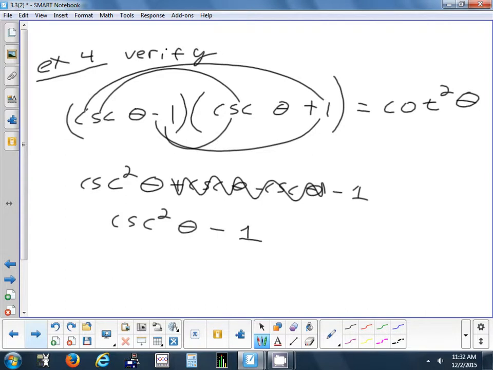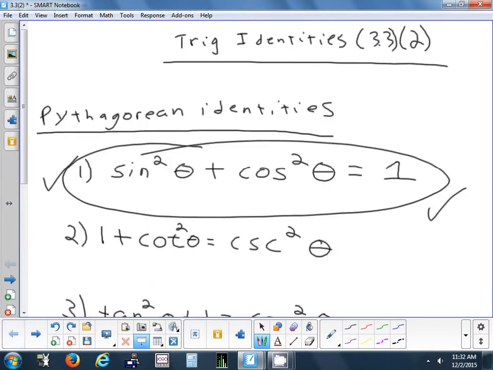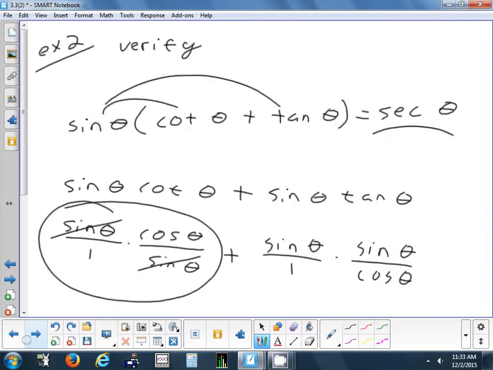Does anybody recognize what group? That's our second one. Go back to your identities. So cotangent squared. Kind of reverse. Look at the second one. Does it look similar to it? What's the only difference? The only difference is it has the 1 on the other side. So what is cosecant squared minus 1? Cotangent. Because of identity number 2, it's cotangent squared.